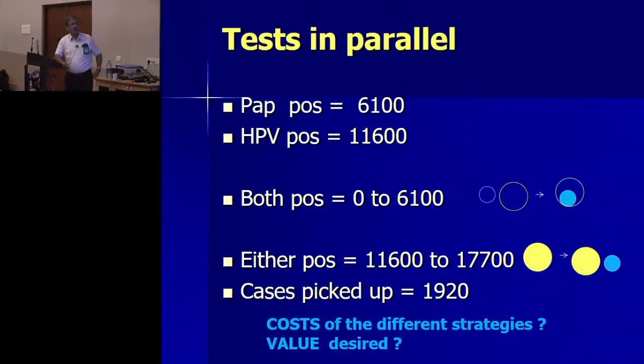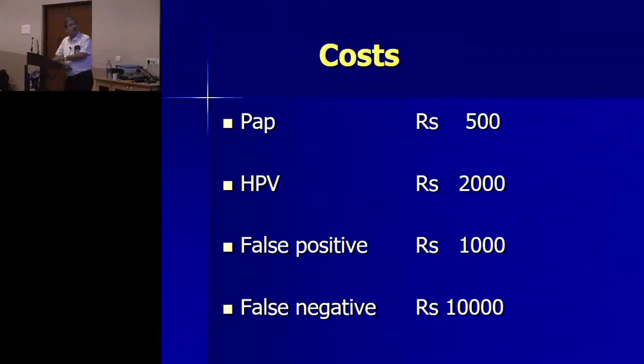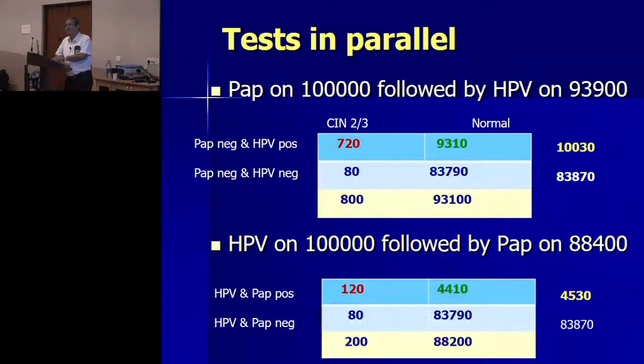So how do we decide which strategy to use? It really depends on the costs of the different strategies and the value that you attach to missing a case or the severity of the disease. Are you feeling very bad if you miss one case, or do you feel bad if you overtreat? Is under treatment or no treatment worse than over treatment? That will depend on the situation, which condition, which treatment, what are the consequences and all that. Sir, why are we taking the 800 as CIN?